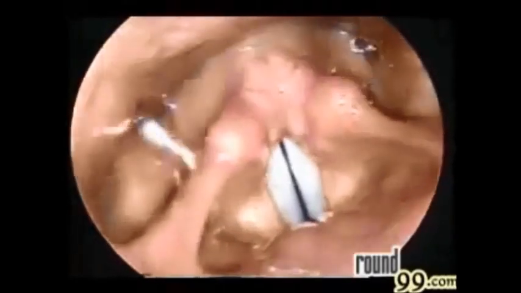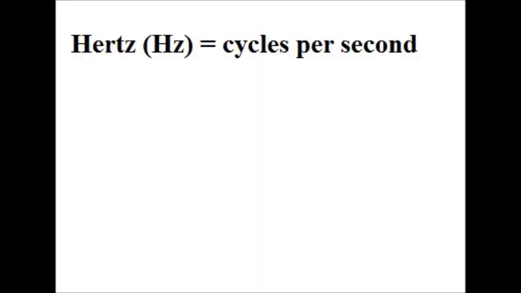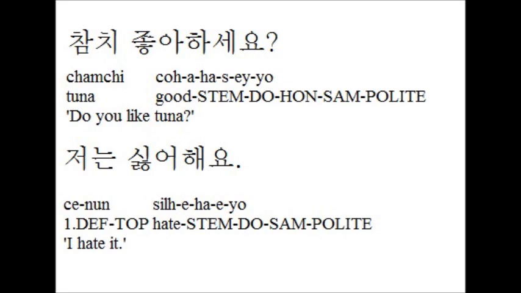Pitch refers to the frequency at which the vocal folds vibrate and is measured in hertz. All languages use pitch variation in some way or another. Both English and Korean use pitch contours over a sentence to indicate whether a sentence is a statement or a question. In fact, both languages tend to use rising pitch to signal a question, though this is not universal.